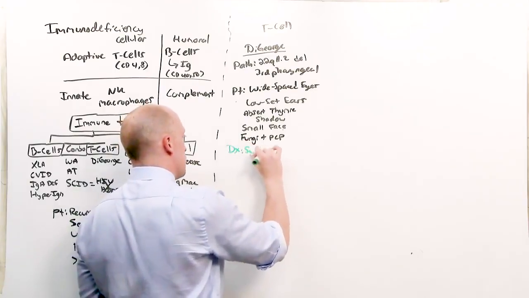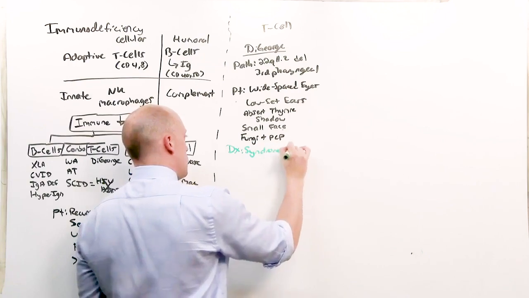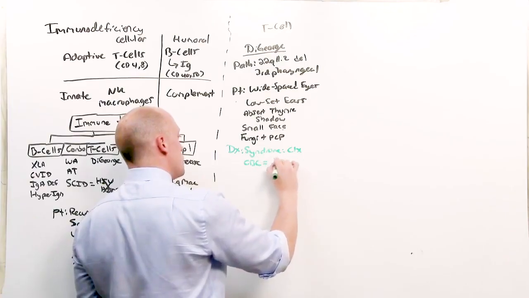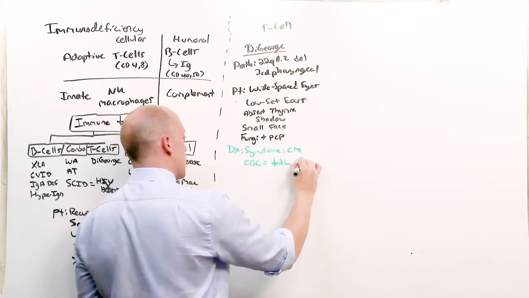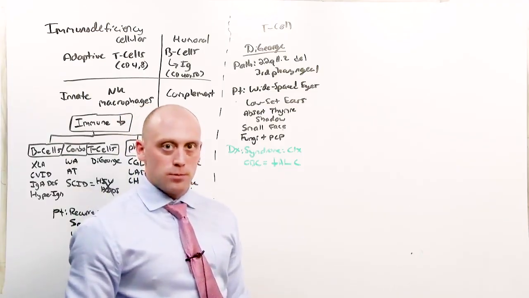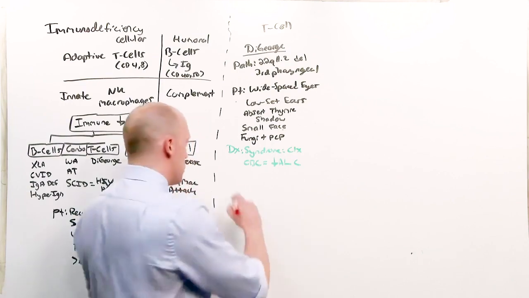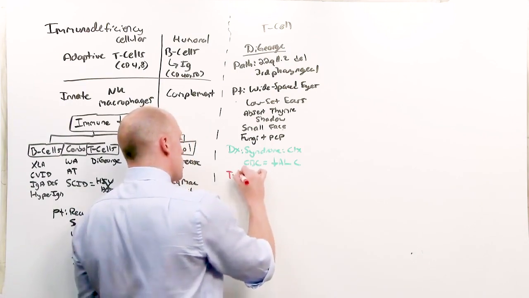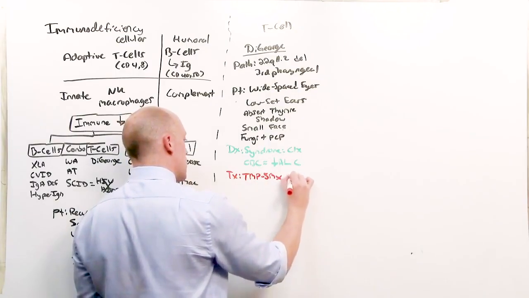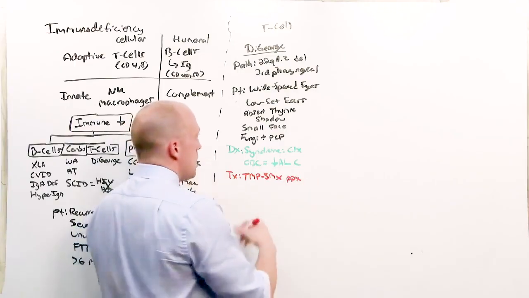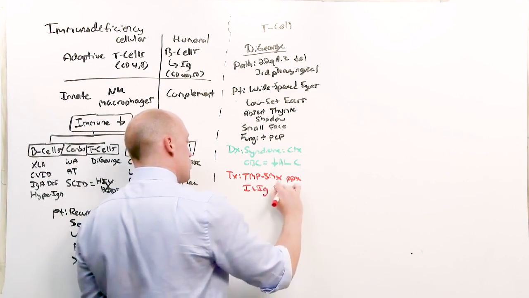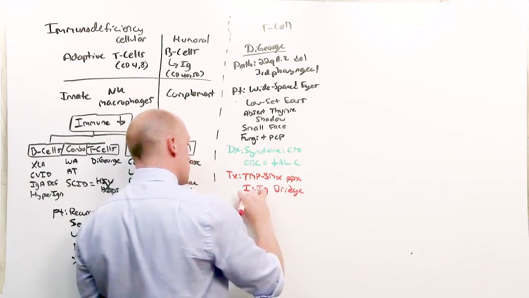If you have the syndrome, that's all you need. If you get a CBC, you might see a reduced absolute lymphocyte count. Neutrophils are fine, it's the lymphocytes that are the problem. To treat these patients, you're going to put them on trimethoprim sulfa right off the bat, prophylaxis against PCP. They're going to need IVIG, and they're going to need that as a bridge to a thymic transplant.